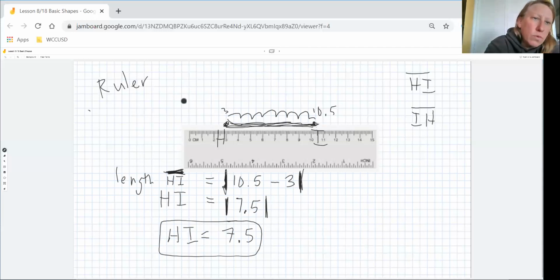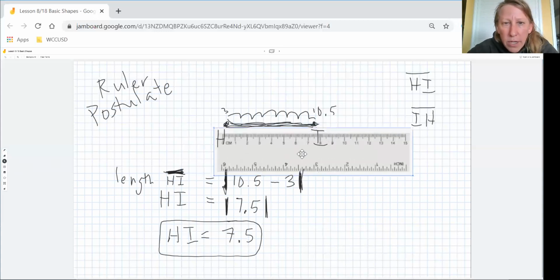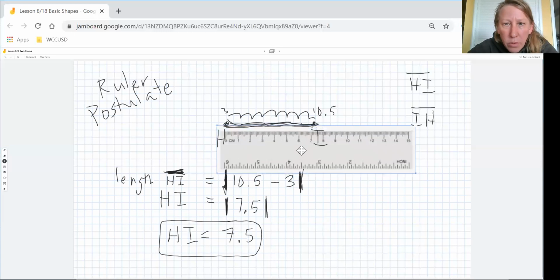This is called the ruler postulate. It says you can slap a ruler on a line segment. You can use the numbers on the ruler to tell you how long the shape is. Now, if we're smart, we don't put the ruler right there. We actually line up one of the endpoints with the zero on the ruler.